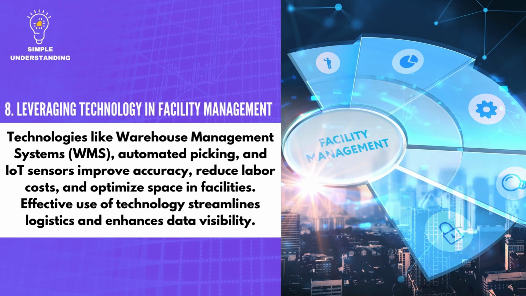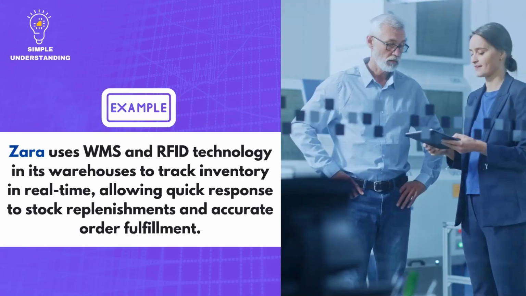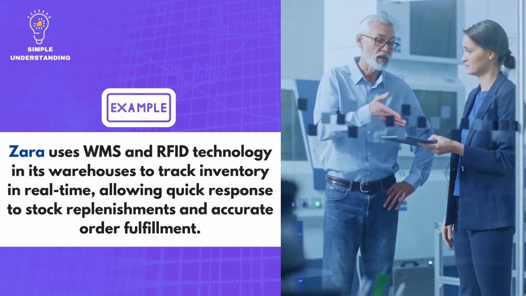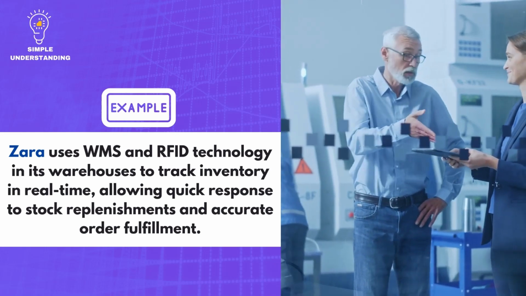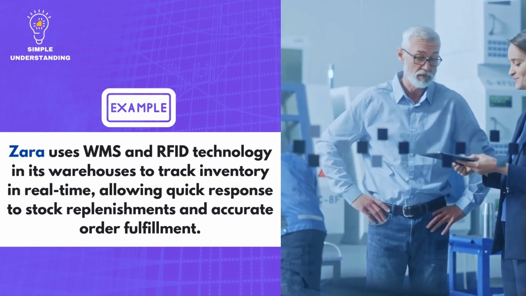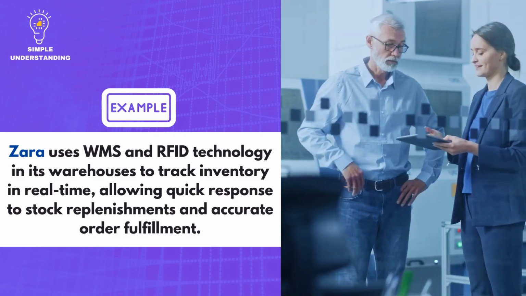8. Leveraging technology in facility management. Explanation. Technologies like warehouse management systems, WMS, automated picking, and IoT sensors improve accuracy, reduce labor costs, and optimize space and facilities. Effective use of technology streamlines logistics and enhances data visibility. Real company example. Zara uses WMS and RFID technology in its warehouses to track inventory in real time, allowing quick response to stock replenishments and accurate order fulfillment.